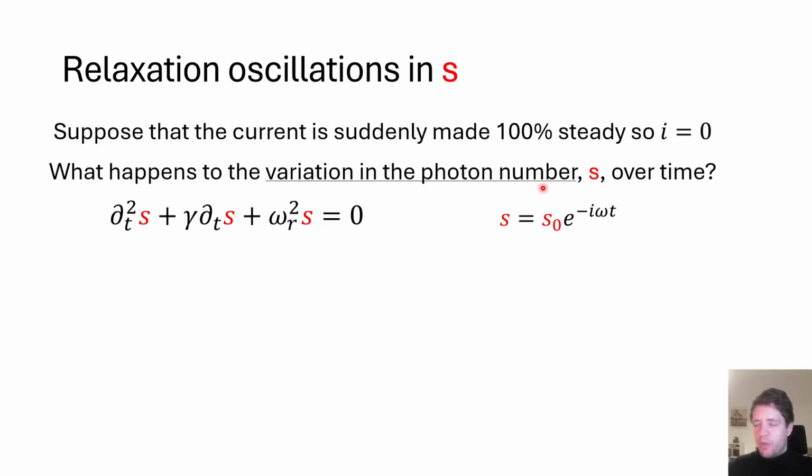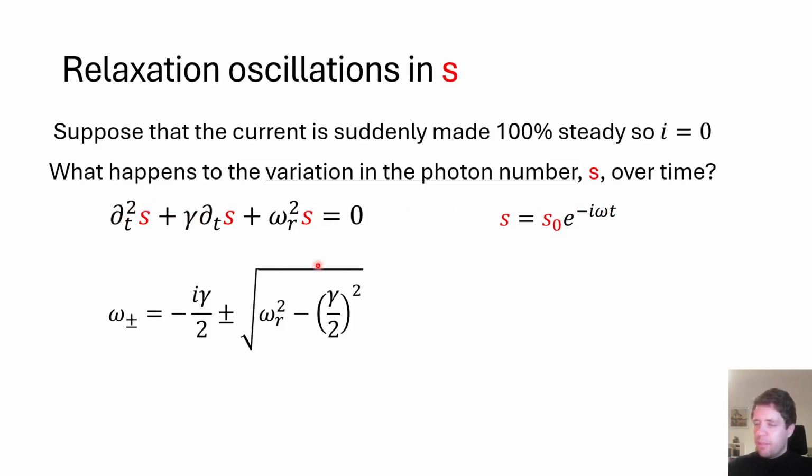In order to figure that out, we can write down this equation here, or rather assume that the behavior of these variations in the photon number is some kind of sinusoidal function. Note that we're allowing for omega to be complex, so it has both a dampening behavior and an oscillation behavior. If we substitute this into the equation over here, it's fairly easy to show that the possible solutions for omega are given by this formula here.